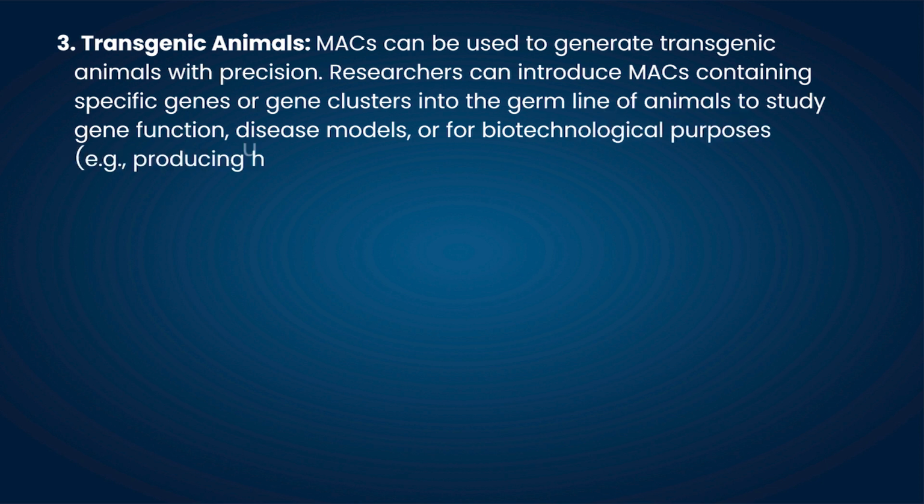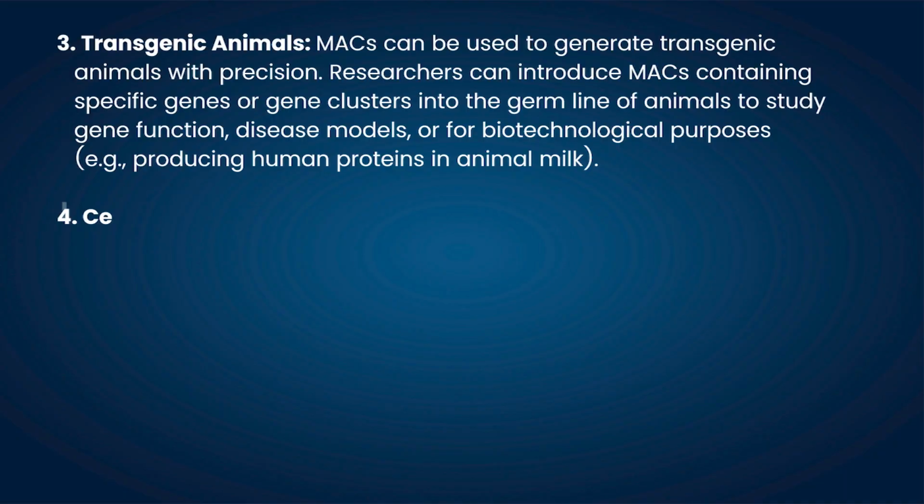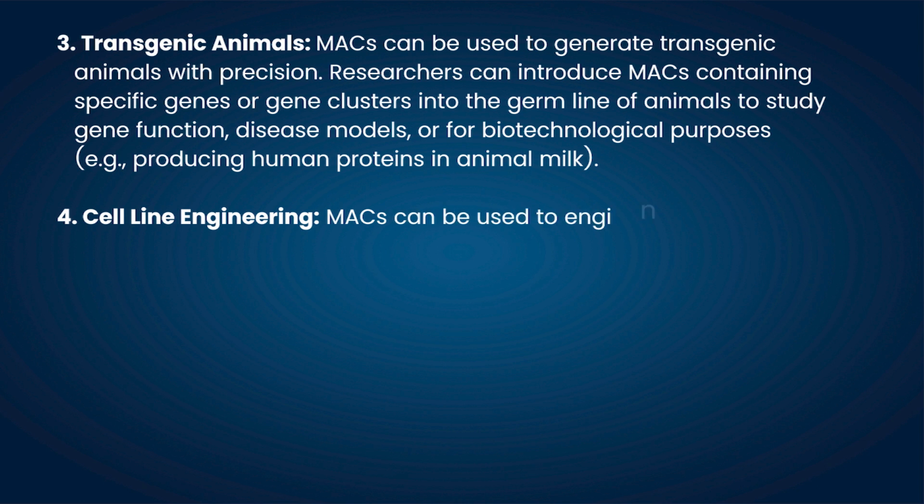Example, producing human proteins in animal milk. This is a very important application with respect to the generation of transgenic animals. Next application is cell line engineering. Mammalian artificial chromosomes can be used to engineer mammalian cell lines for bioproduction purposes.